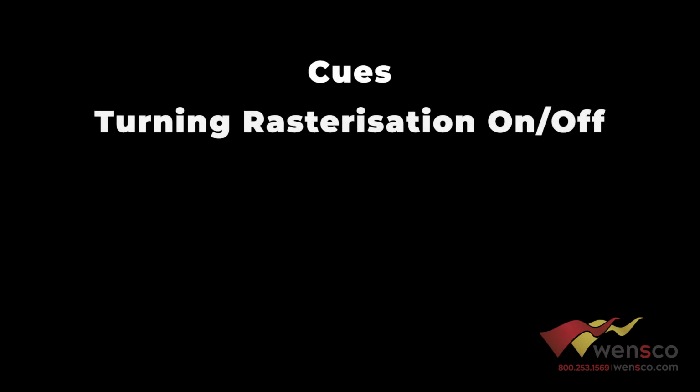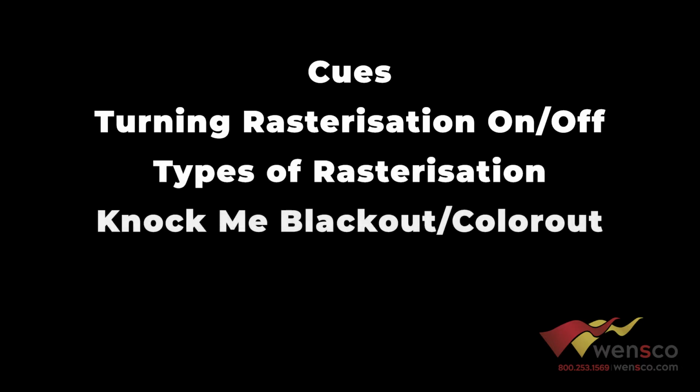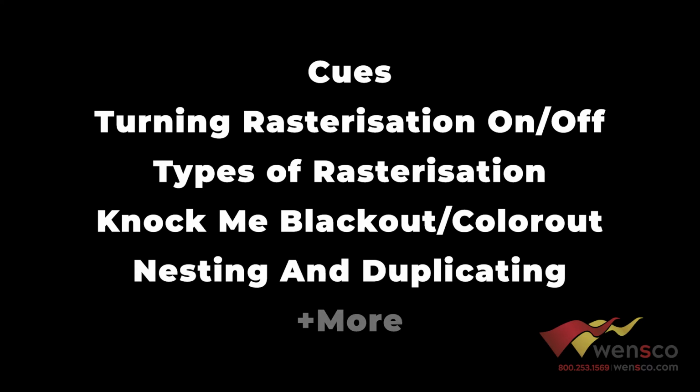So we're going to go over the queues, turning rasterization on and off, the types of rasterization you can do. We'll go over knock me blackout, knock me color out, as well as nesting and duplicating jobs, and maybe some other tips and tricks as well. So hope you guys learn a lot from this video and enjoy.